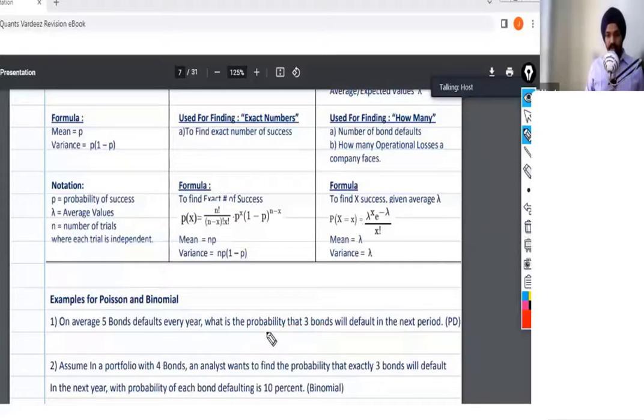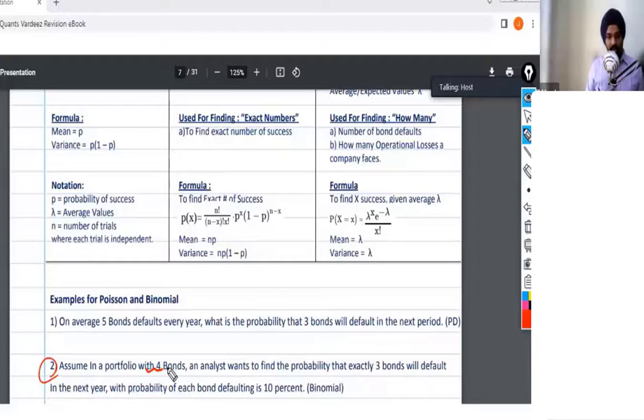Okay, and then what is the average default? If this is the question, the average is already 5, which is the mean. Over here, it's lambda. The variance is also lambda. Same, 5. No variation at all. So the only thing, make sure that you do remember this formula for the exam. Let's take the second one.